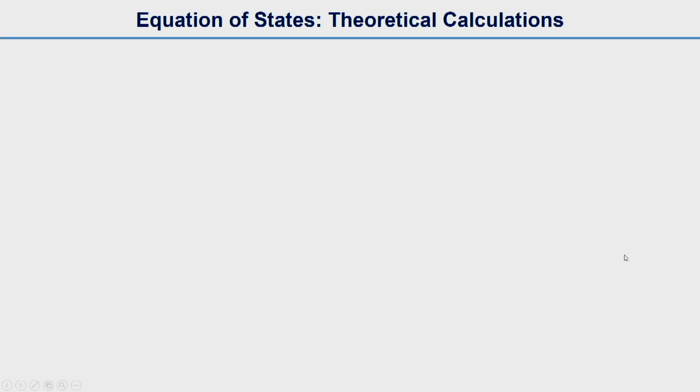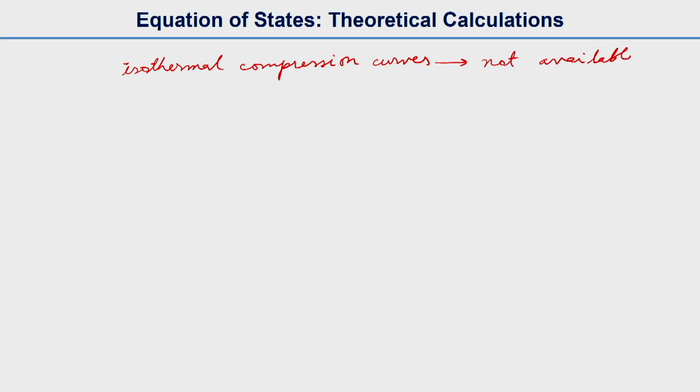Earlier researchers obtained shock compression curves for a large number of materials by applying high pressure, but the isothermal compression curves, whatever we saw just now, are not available at higher pressures, much higher pressures, like pressures greater than 10 gigapascal or so.